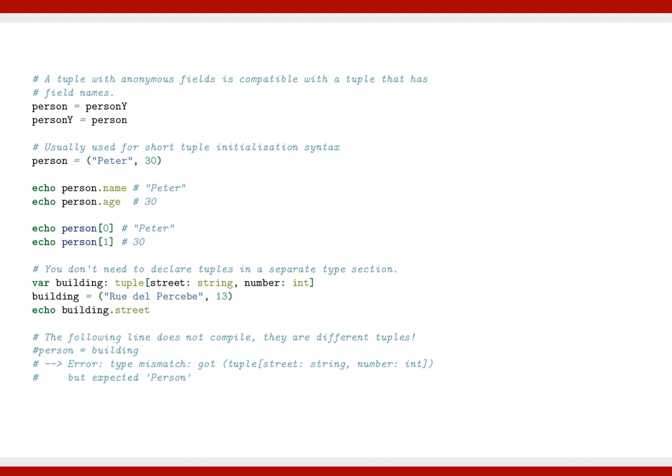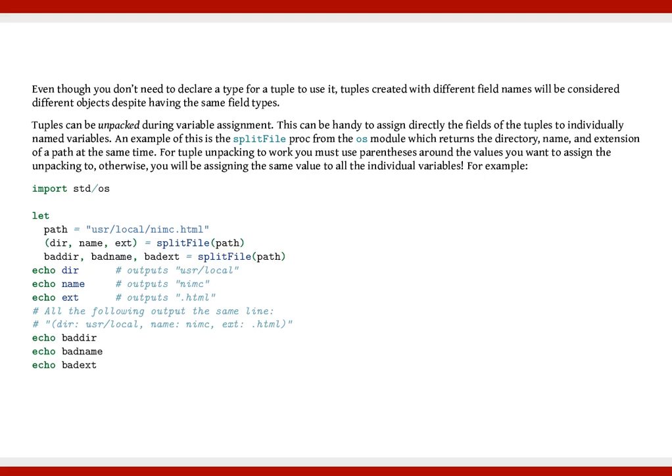# You don't need to declare tuples in a separate type section. var building: tuple[street: string, number: int]. building = ("Rue del Percebe", 13). echo building.street. # The following line does not compile, they are different tuples. # person = building. # Error: type mismatch: got tuple[street: string, number: int] but expected Person. Even though you don't need to declare a type for a tuple to use it, tuples created with different field names will be considered different objects, despite having the same field types.